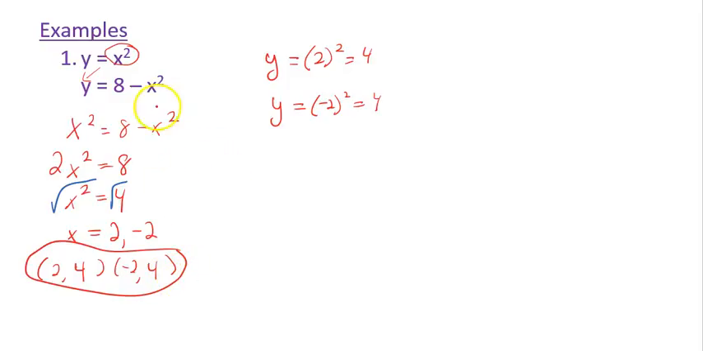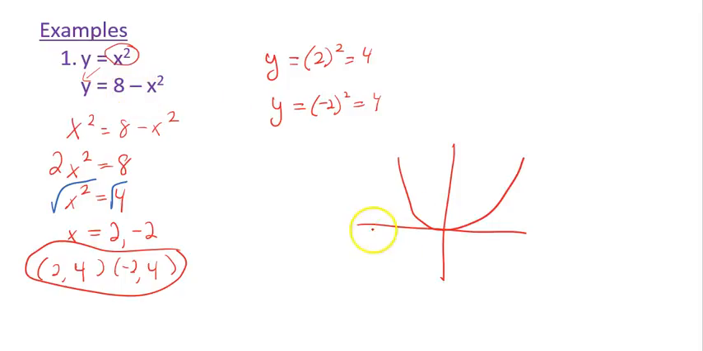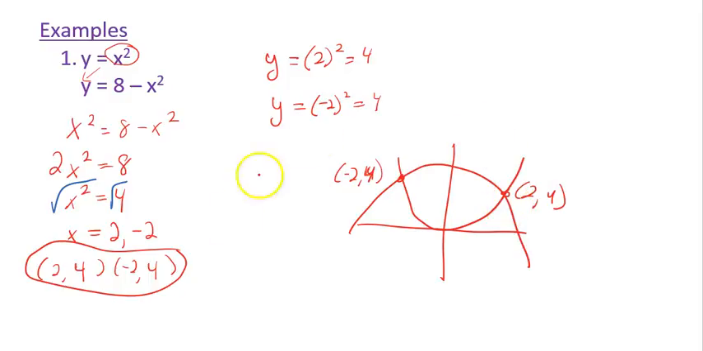And in this case, you can actually visualize what's going on. You guys know what the graph of y equals x squared should look like, which is your basic parabola. 8 minus x squared is a parabola that's been flipped and moved up 8. So it's something like this. And what we just found are the points where they're crossing. They're crossing at 2, 4 and negative 2, 4. So we just found that algebraically. But again, if you graph those in your calculator, you would see that graphically. But I want you to be able to focus on using substitution to do these.